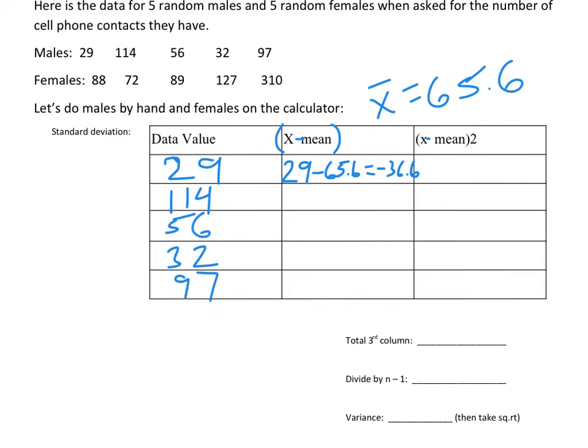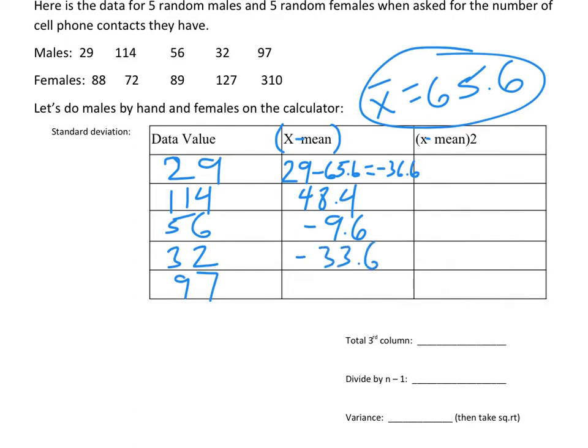Okay? Same with 114. Take away the mean, and I get 48.4. Okay, each time, what I'm subtracting is this number, negative 9.6. Negative 33.6 and 31.4. Okay? I now have how far away each piece of data is from our center, from our mean.